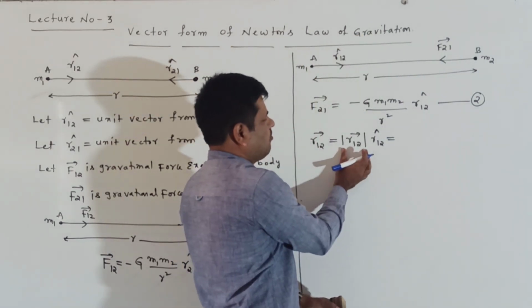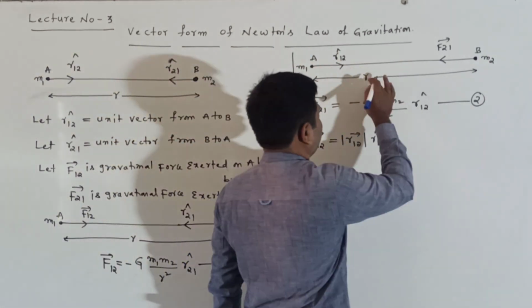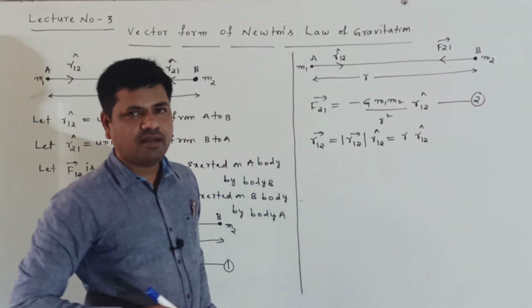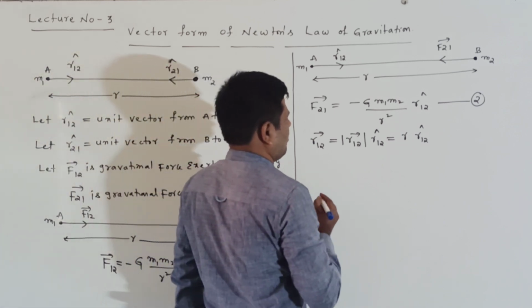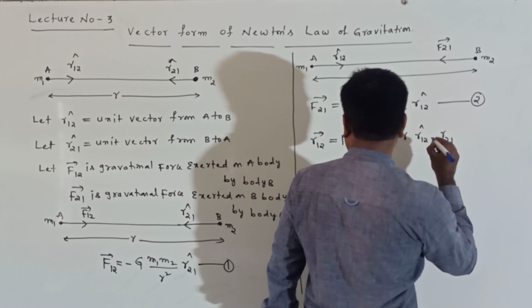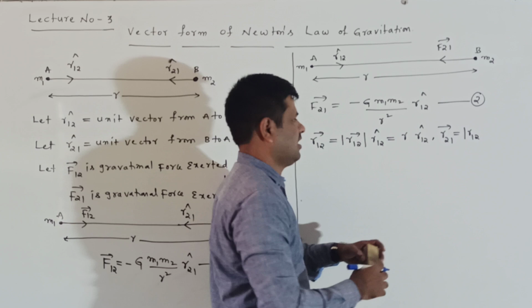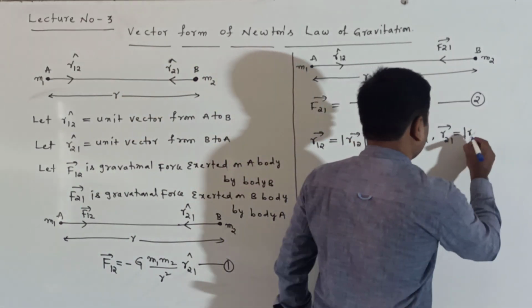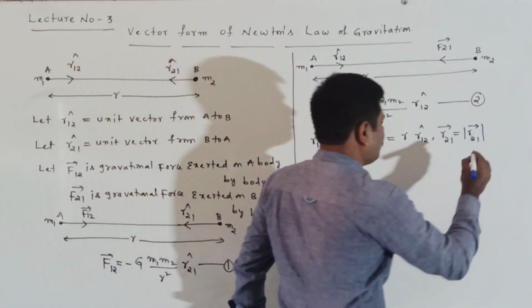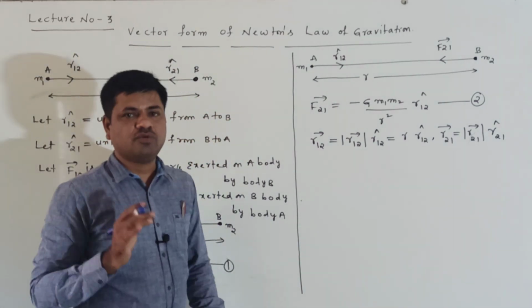Mod R12 bar represents the distance between A and B. So the distance between A and B, we already know, is R into R12 cap. Clear? Similarly, R21 bar can also be written as its magnitude into unit vector. Its magnitude is mod R21 bar, and its unit vector I am taking as R12 cap. Clear?